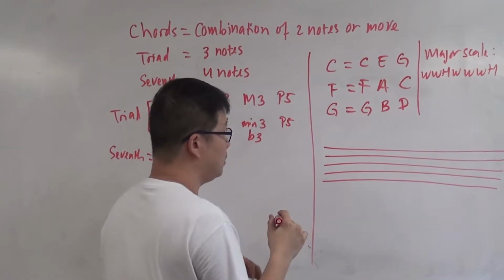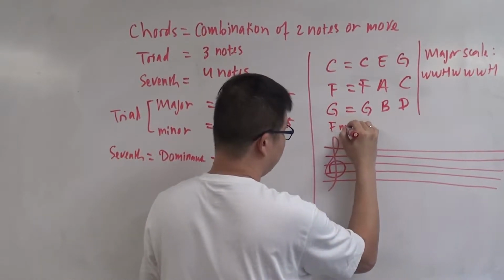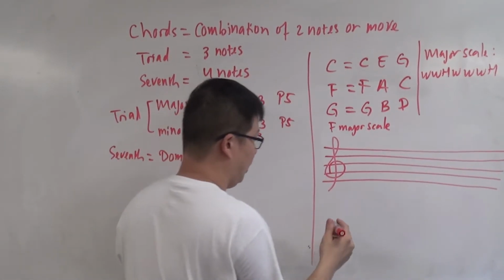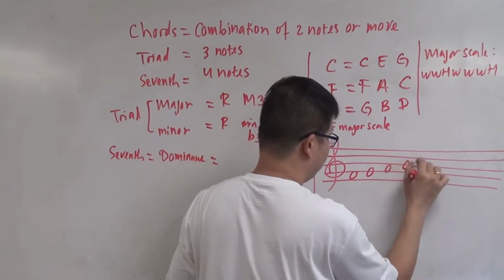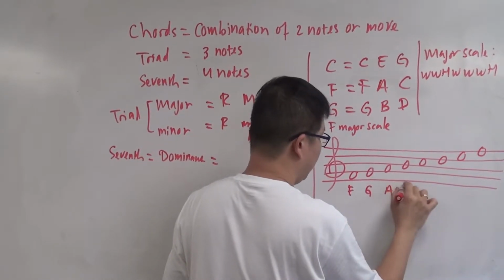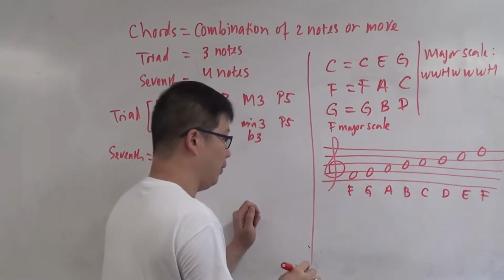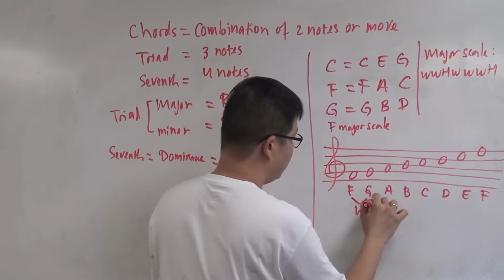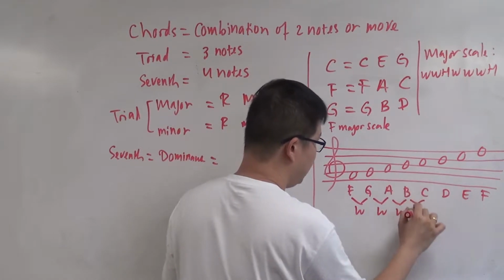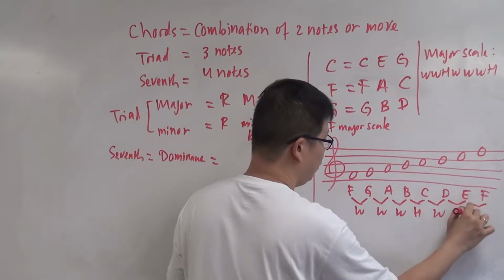Now, because we want to check the F major triad, I'm gonna write the F major scale. It starts from F and it's gonna end on F. So this is F, G, A, B, C, D, E, F. F to G is whole, G to A is whole, A to B is whole, B to C is half, C to D is whole, D to E is whole, E to F is half.